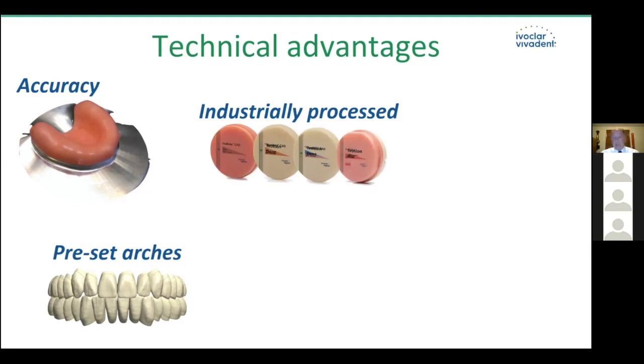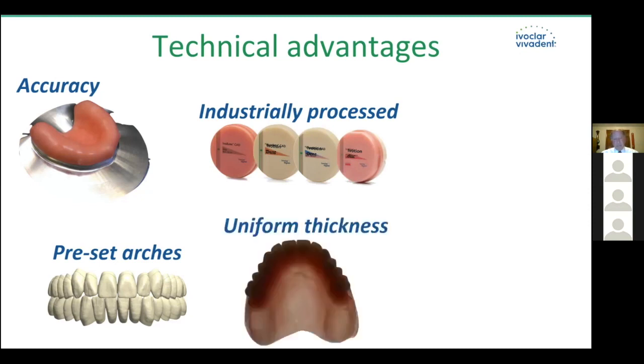Industrial processed materials. As well as we try in the laboratory, if you're mixing liquid and powder, there's always an element of inconsistency. Whereas these discs are industrially processed, so the consistency and the predictability of the physical properties is pretty well a given. So very little could go wrong in the way of processing.